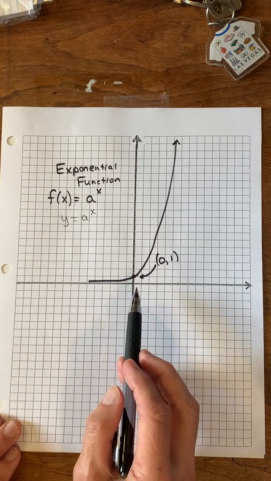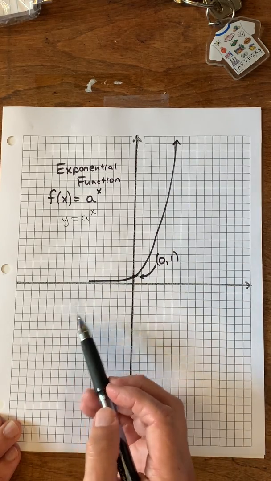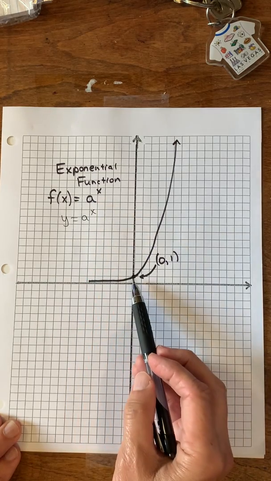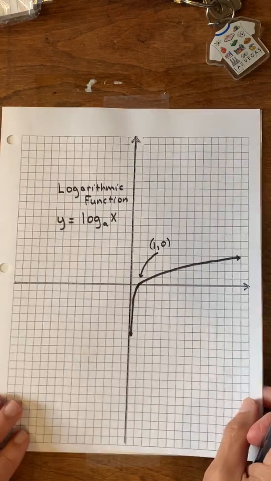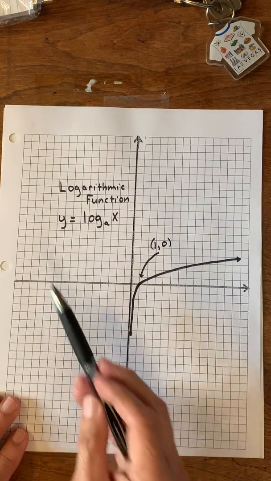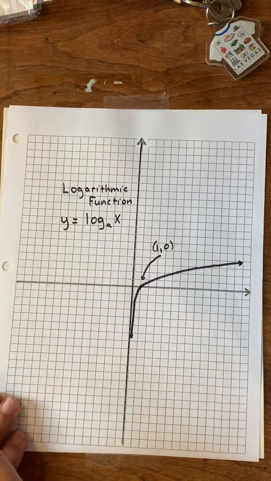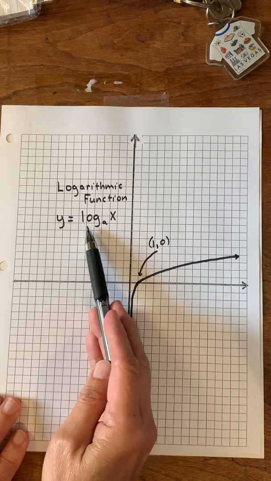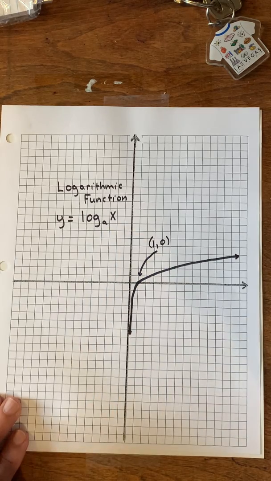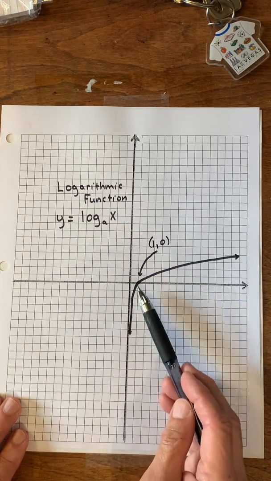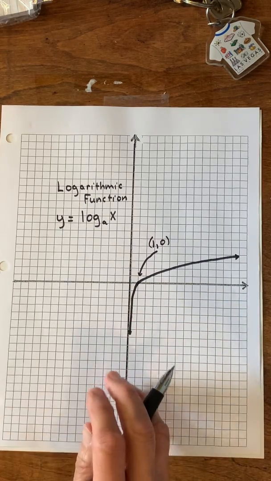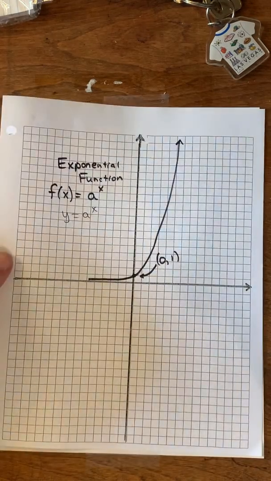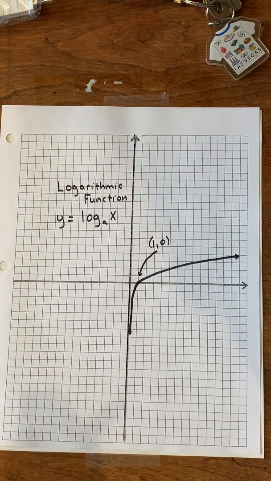So the exponential function looks like this in general. That is when my a is greater than 1. It always goes through the point (0, 1). My logarithmic function in general looks like this. y equals log base a of x is how we're going to write it. And instead of going through the point (0, 1), it will always go through the point (1, 0). Those are general pictures of the exponential and the logarithmic function.